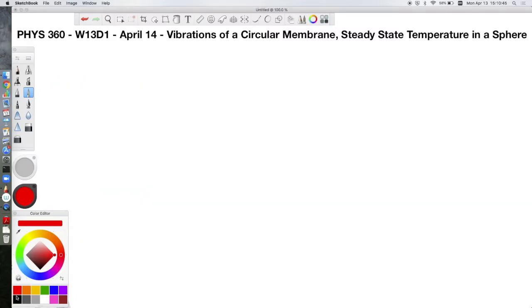So on to today's material, and we're going to start off talking about the vibrations of a circular membrane. Now, since we are talking about vibrations, whatever function we find is going to have to satisfy the wave equation. And we're going to define our function, the displacement z of this circular membrane, as a function of the location on the plate and time.